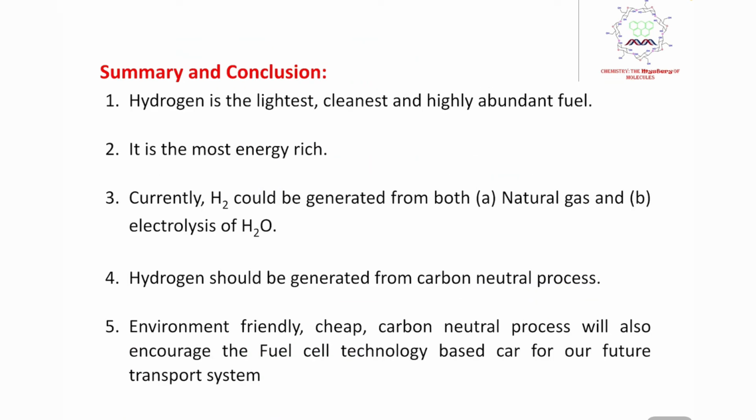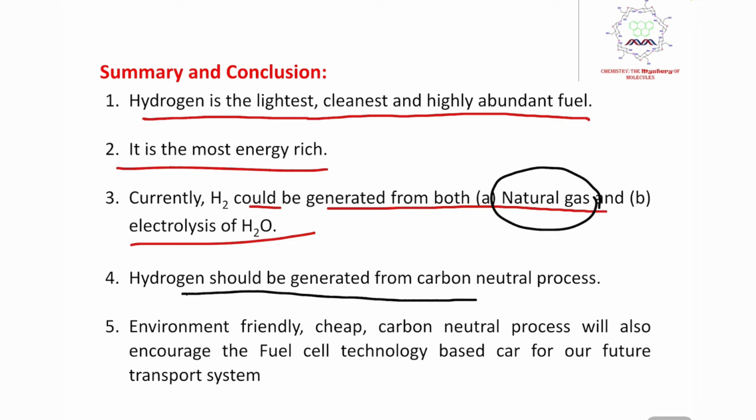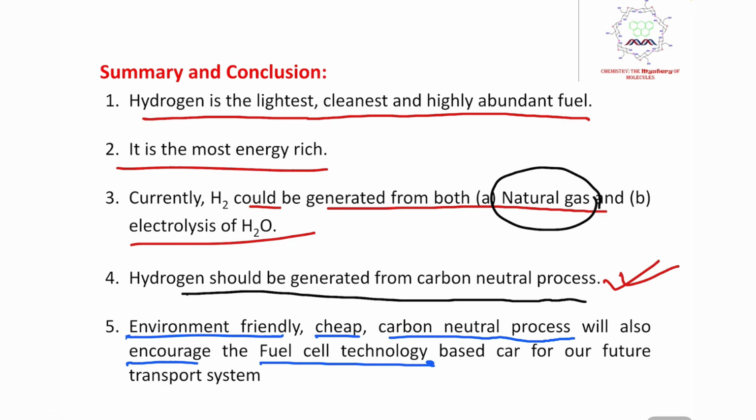Now, this we understood. So in conclusion, what we have learned today: hydrogen is the lightest, cleanest and highest energy abundant fuel, and it is the most energy rich. Currently H2 could be generated from both natural gas and electrolysis, but natural gas is the biggest source nowadays. Hydrogen should be generated from a carbon neutral process. We actually need green hydrogen, and that is needed in order to fight against global warming and climate change. And remember, this hydrogen is environment friendly, cheap, and if we can add a carbon neutral process, it will encourage us to develop this fuel cell technology further on a commercial basis.